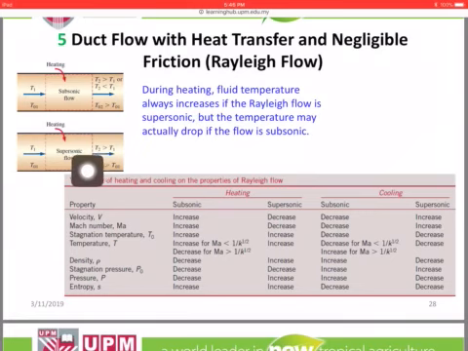But for supersonic flow, when heating happens in the duct, the temperature will increase. If you look here, this is for supersonic. Supersonic is straightforward: during heating the temperature increases, and during cooling the temperature decreases, like normal behavior. But for subsonic, which is speed lower than sonic, there are 2 sections.